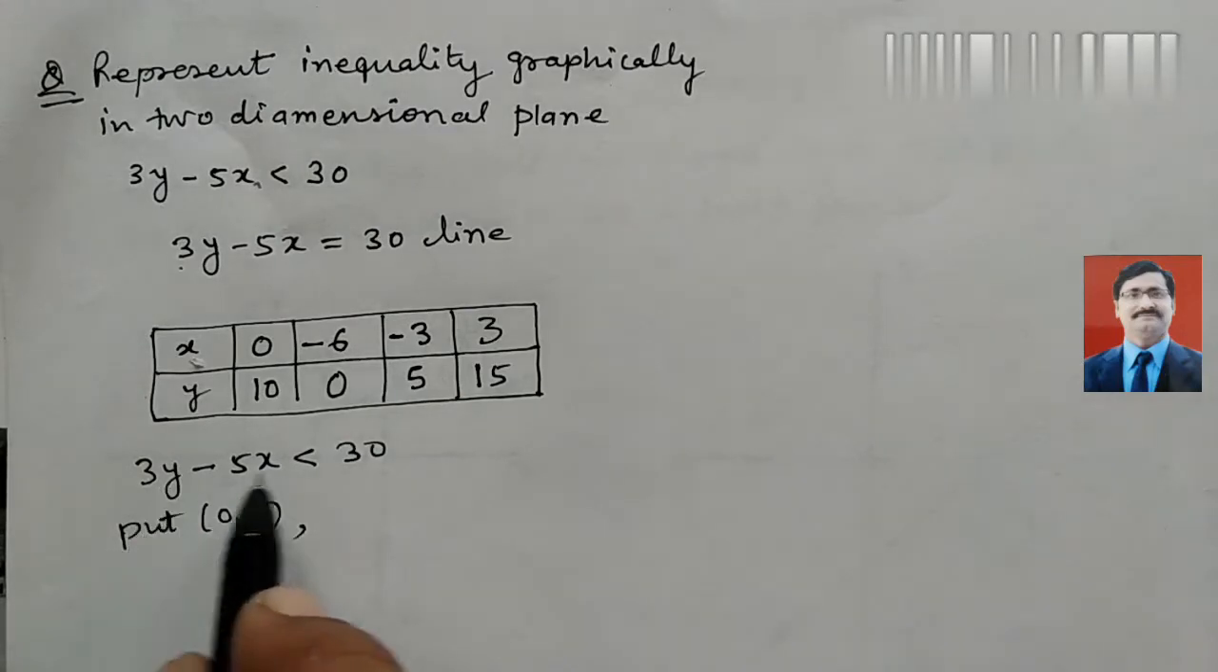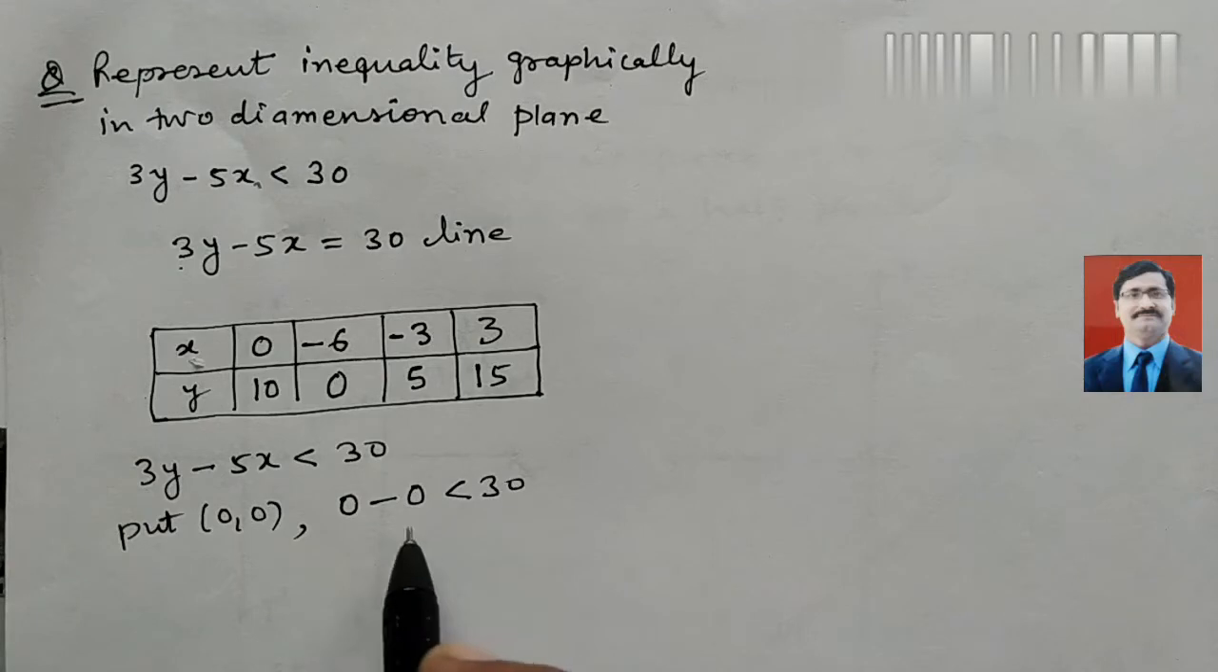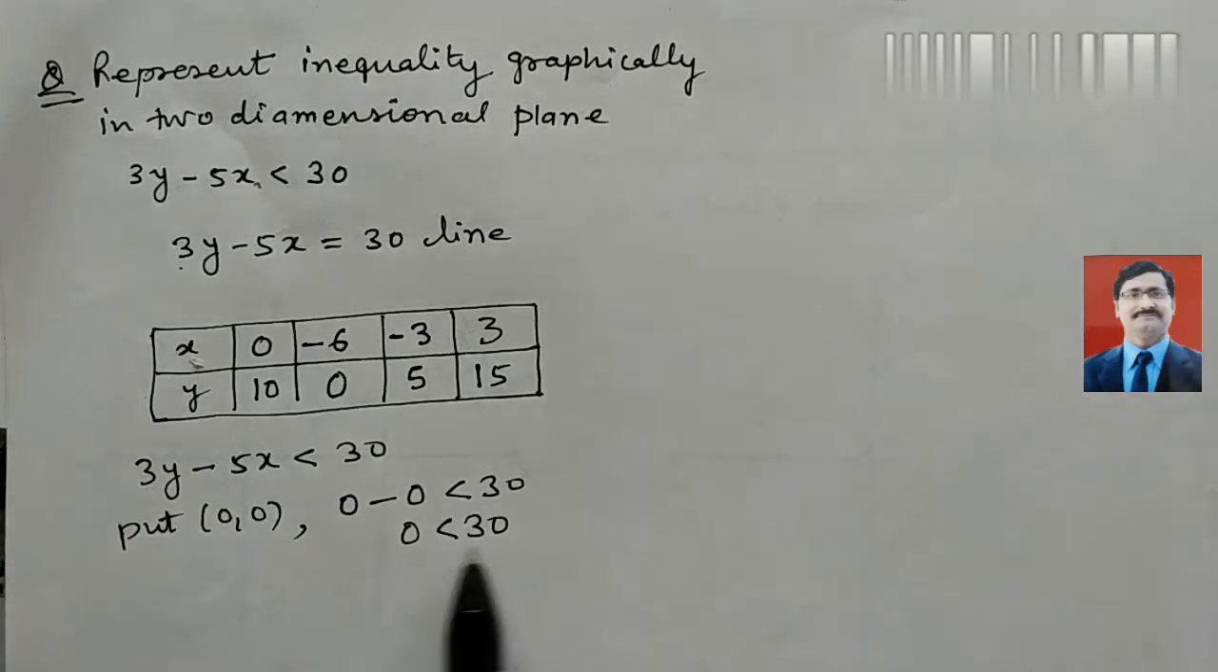So in place of x and y, if I put 0, what do we get? Look here, 0 is less than 30. This statement is true. Okay, this statement is true. Now we will draw the graph.